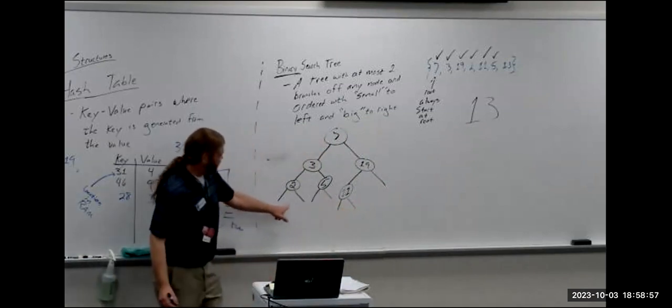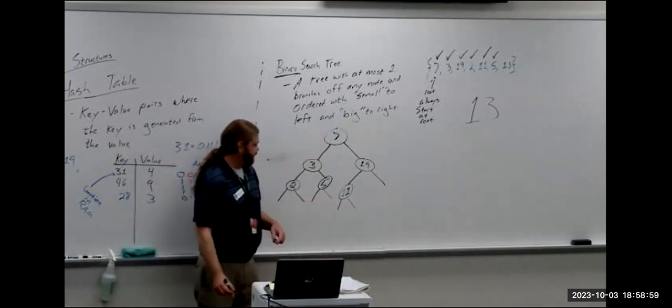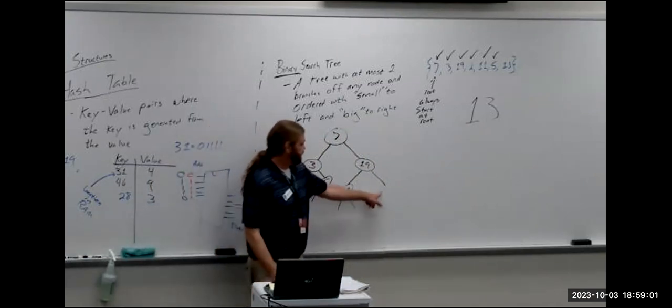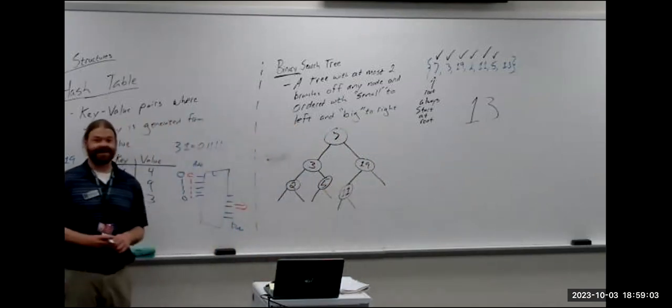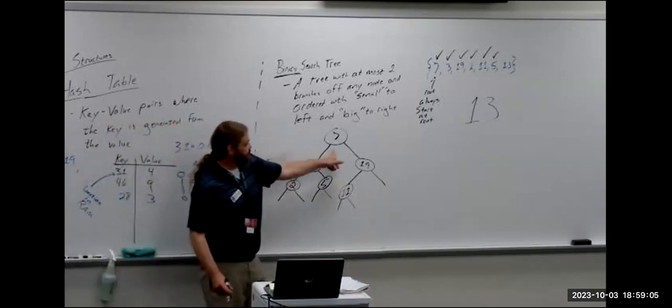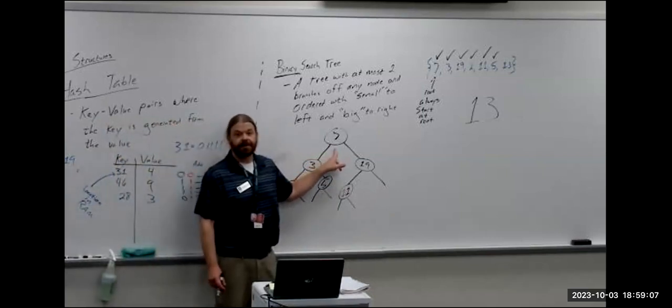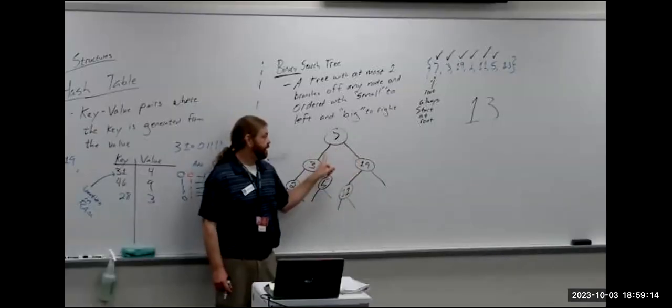So at this point we have 1, 2, 3, 4, 5, 6, 7 ends that we could go to. So we want to walk through each one. So we start at the root. Which way do we go? Left or right? You're gonna go left.